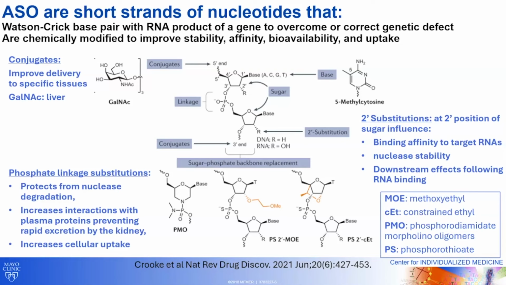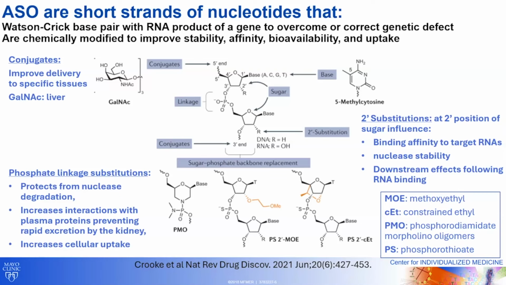We can replace this with a methoxyethyl, which is a common substitution, and this can increase our affinity to our targets. Again, it decreases the nuclease's ability to degrade these molecules, and it can also affect downstream function. We can also conjugate these to molecules like a GalNAc, and many others are in development to target specific tissues. This wouldn't be necessary for a central nervous system disease as we administer it directly into the CSF through intrathecal delivery. But this can be done for other targets.